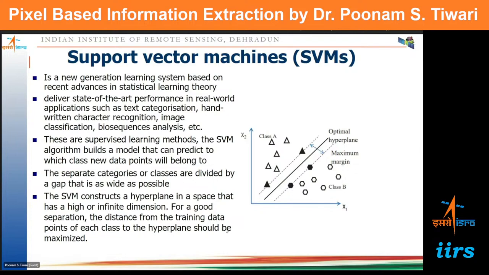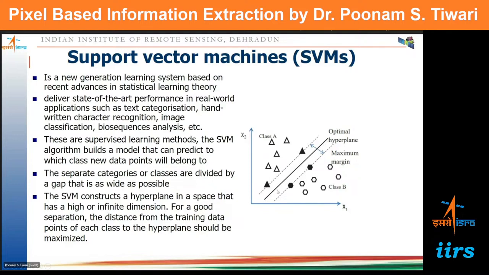The support vector machine constructs a hyperplane in a space that has high or infinite dimension. For a good separation, the distance from the training data points of each class to the hyperplane should be maximized. So suppose these are some random pixels. What it does is categorize the classes in the training data, class A and class B.